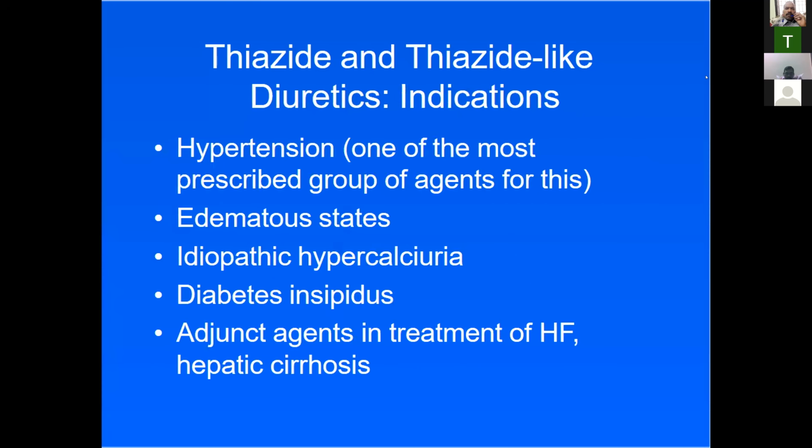These drugs are mainly used along with antihypertensive drugs. So it is used for reduction in hypertension, or blood pressure. And then edematous states. Wherever there is more edema accumulated due to some injury or anything, these drugs can be given. And idiopathic hypercalciuria and diabetes insipidus also. And it acts as an adjuvant treatment agent in the treatment of heart failure and hepatic cirrhosis, that is liver bulging because of liver edema.